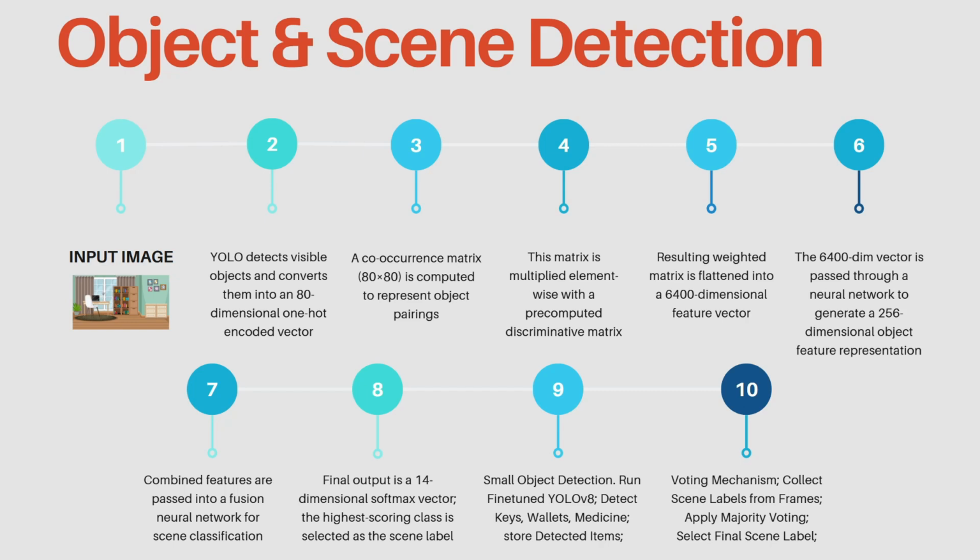Finally, once we have classifications from all sampled frames, we apply a majority voting mechanism across them. This ensures robustness by reducing the impact of outlier frames. The most frequently predicted scene label is selected as the final scene classification for the video segment. And later on, we delete all the frames that were stored during this process.